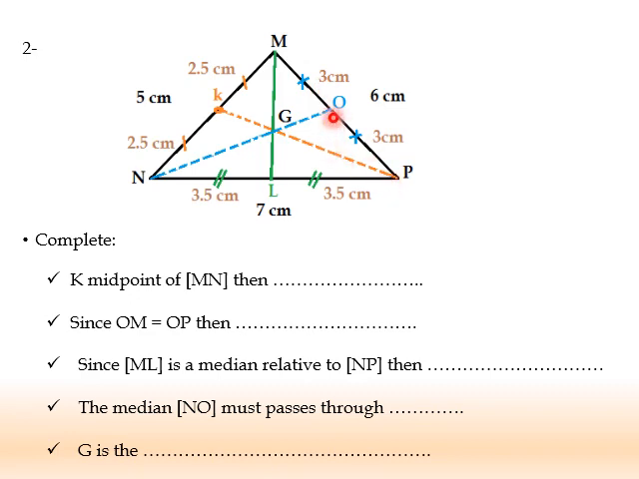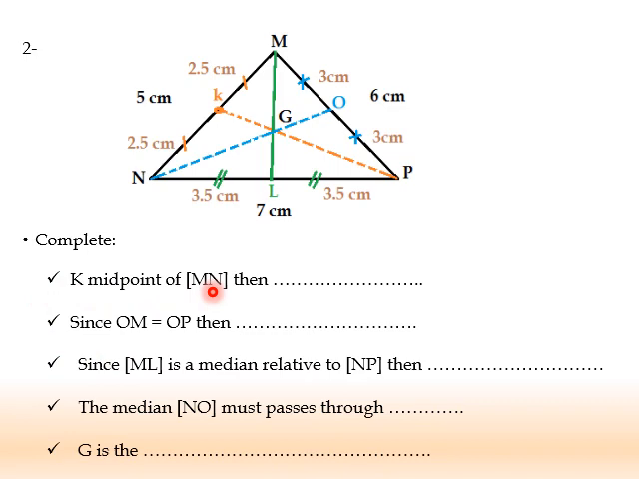These three medians intersect at one point. NO, KP, and ML are concurrent. They intersect at point G. So G is the intersection of medians, so I call it the centroid or center of gravity. Now let's solve these and complete.